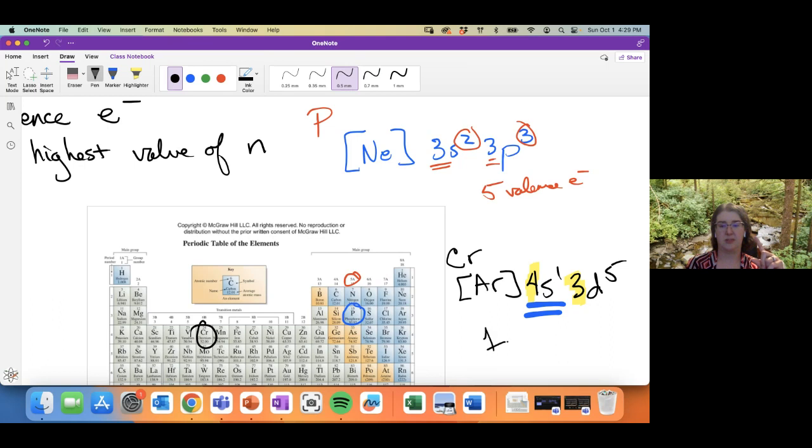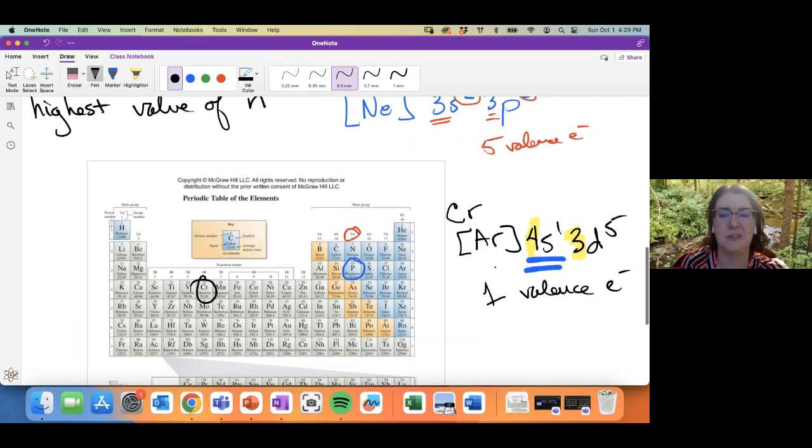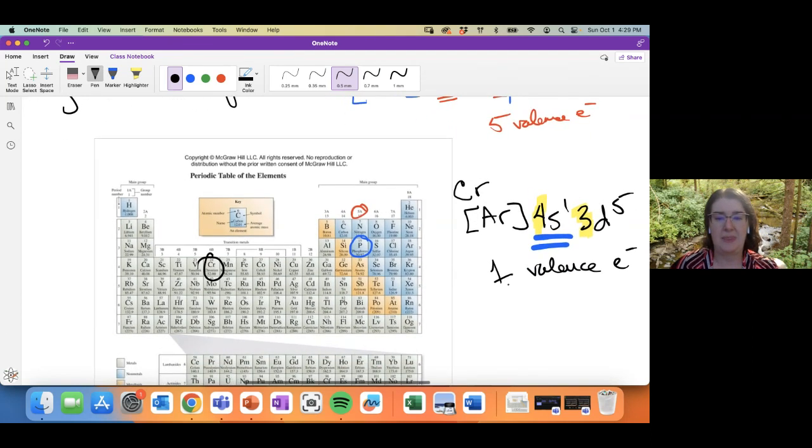So it says 1 valence electron, because it's the highest value of N. Highest value of N for your valence electrons. No matter what, every time. The highest value of N. And I know that's not what you want. I know you want it to be something different, but it's the highest value of N.